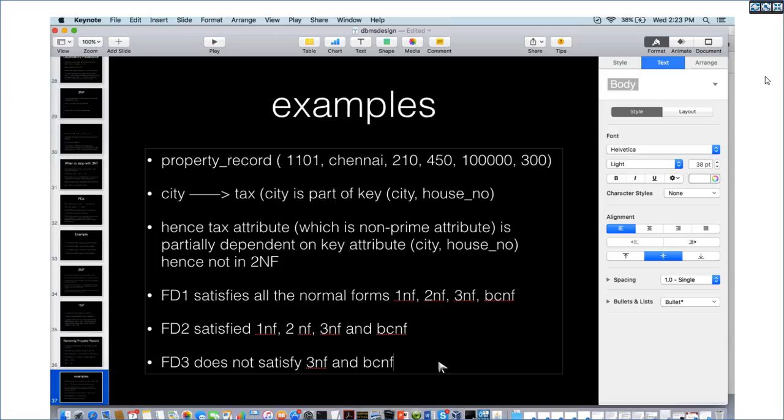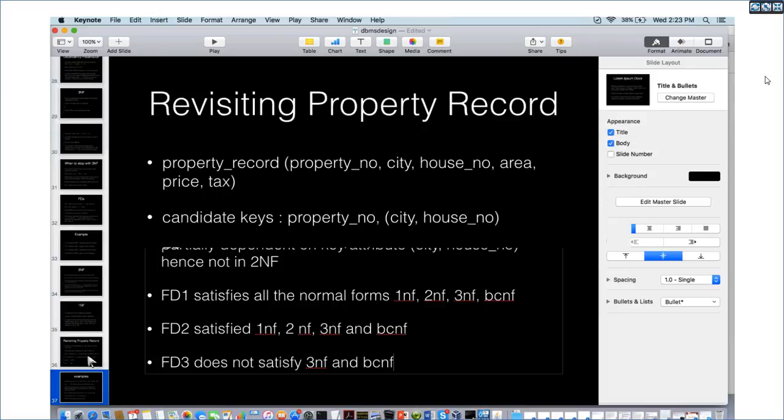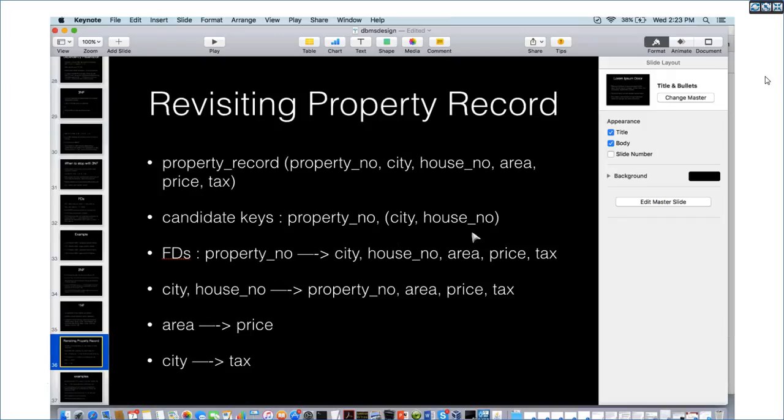Similarly, go to FD4. FD4 is city determines the tax. City is here part of the key. It is not a super key. It is part of the key. Super key means key plus something more. City, house number, area will be a super key. City is only a sub part of the key. City plus house number is the key. So city is part of the key. This city determines the tax.